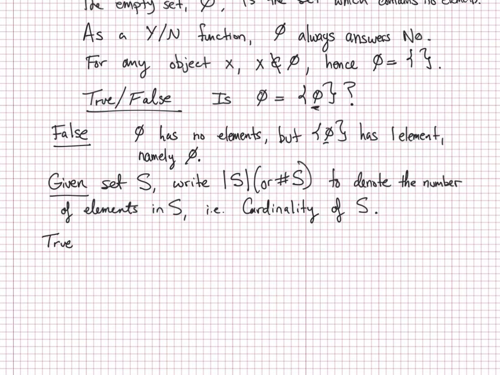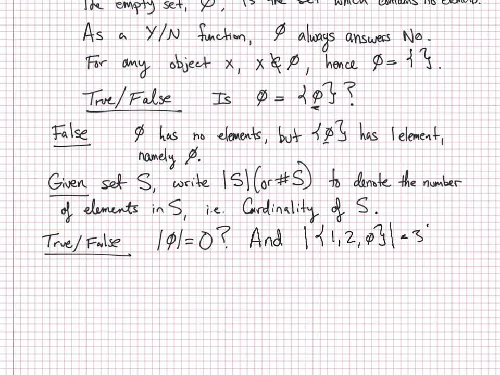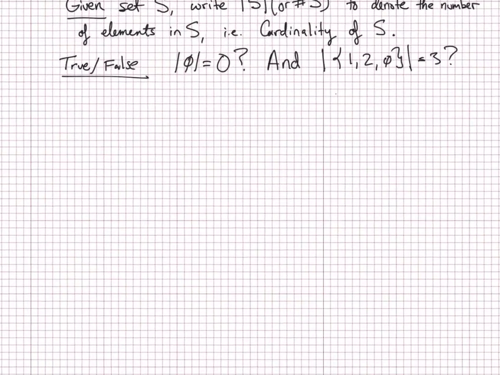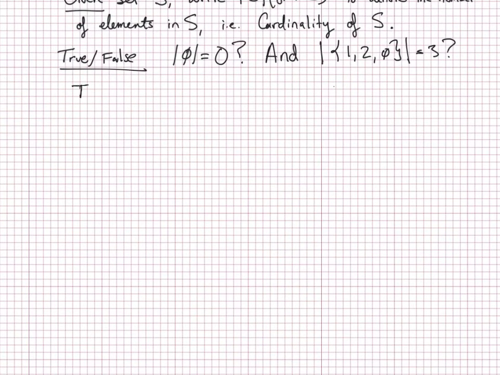Okay, so let's do a true-false. What is the cardinality of the empty set? Is it equal to 0? And what about the cardinality of the set containing 1, 2, and the empty set? Is this equal to 3? Okay, so the answer in both cases is true. The reason is, well, the empty set has no elements.